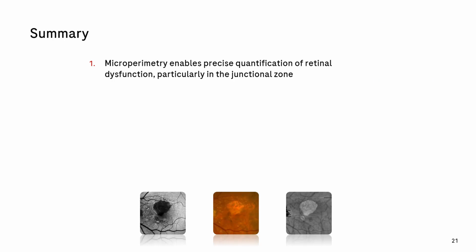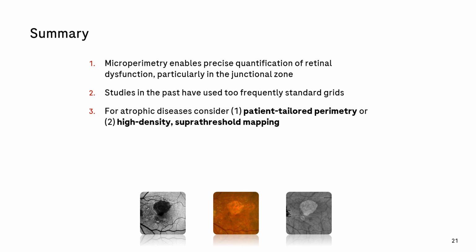To summarize, microperimetry enables precise quantification of retinal dysfunction, particularly in the junctional zone of geographic atrophy. Studies in the past have too frequently used standard grids and standard approaches, and we can do better these days. For atrophic diseases, especially geographic atrophy, depending on the action of the drug, you should go for patient-tailored perimetry if you want to look for relative effects or even function improvement in the junctional zone, or if you want to slow RPE atrophy and that's your main treatment outcome, then high-density suprathreshold mapping is the most pragmatic way.